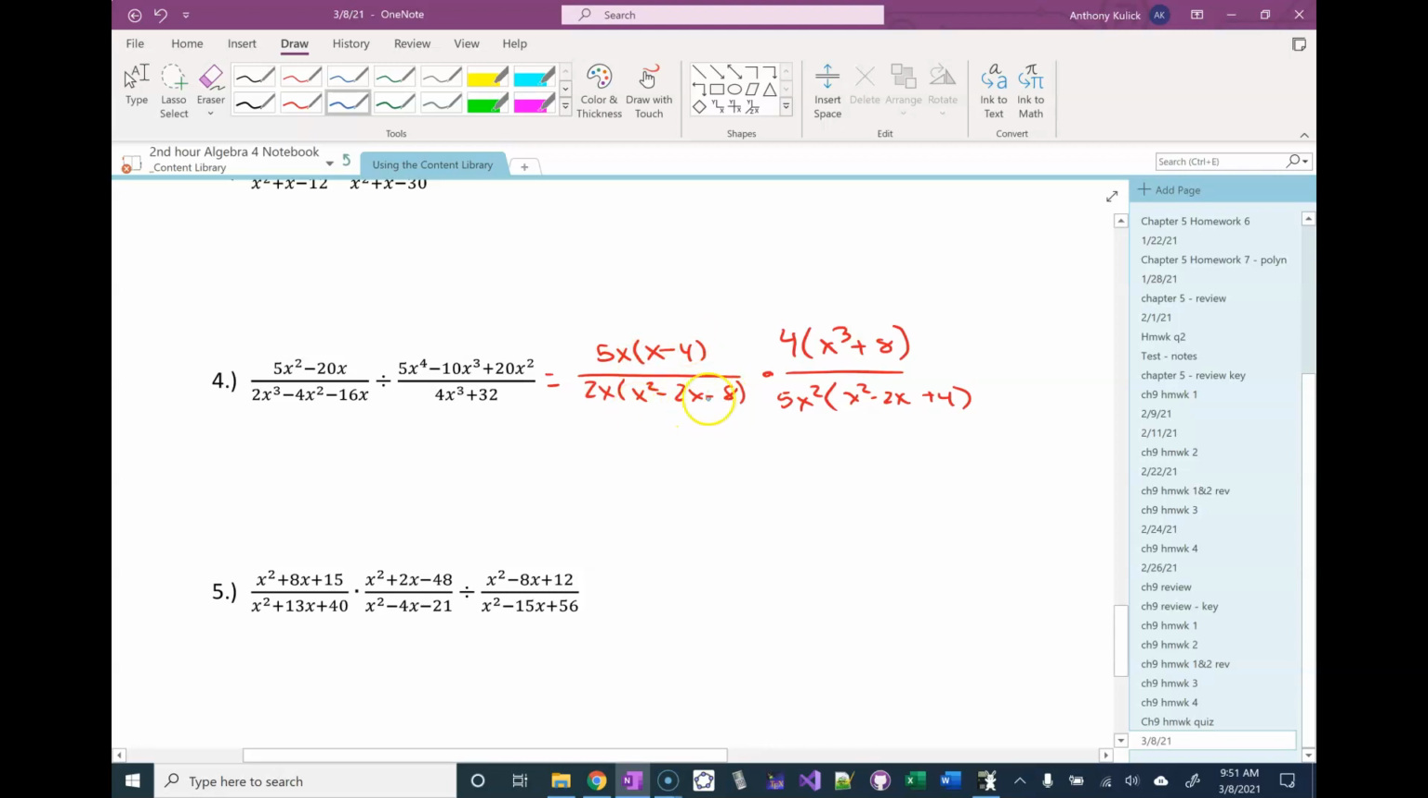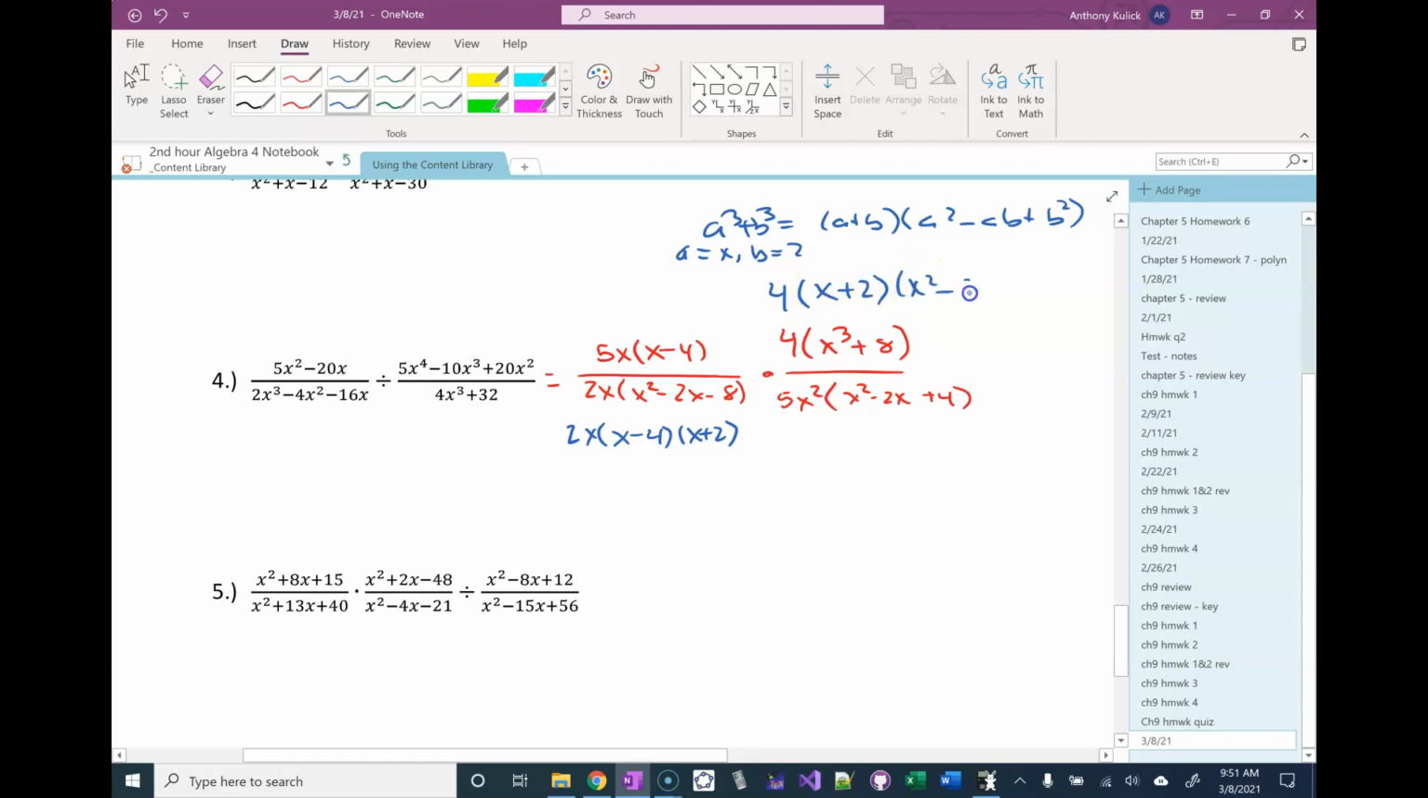Okay. X cubed minus 8, hopefully you recognize as a difference of two cubes factoring pattern. And in this case, my A is x and my B is 2. So that becomes 4 times x plus 2 times x squared minus 2x plus 4. And then if I go to the denominator, x squared minus 2x plus 4, are there two numbers that multiply to give me 4 and add to give me negative 2? No, there's not. So that one's as done as it can be.